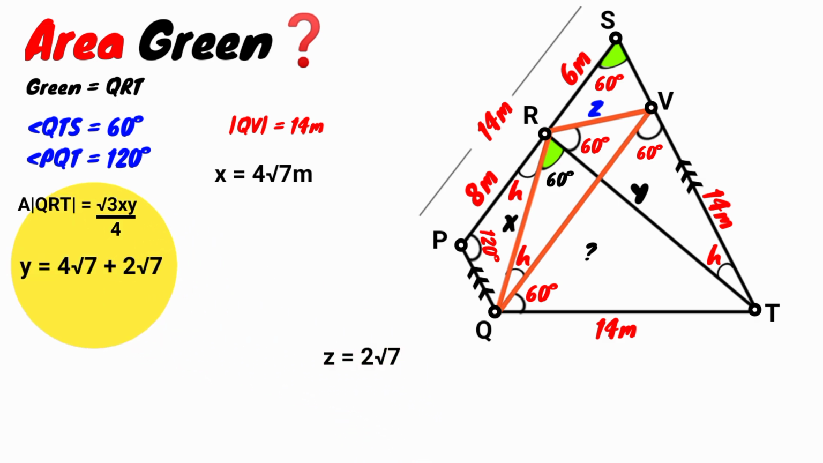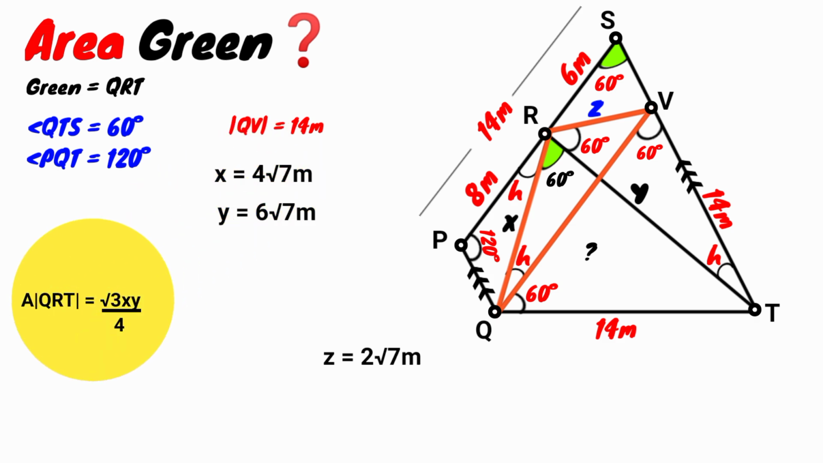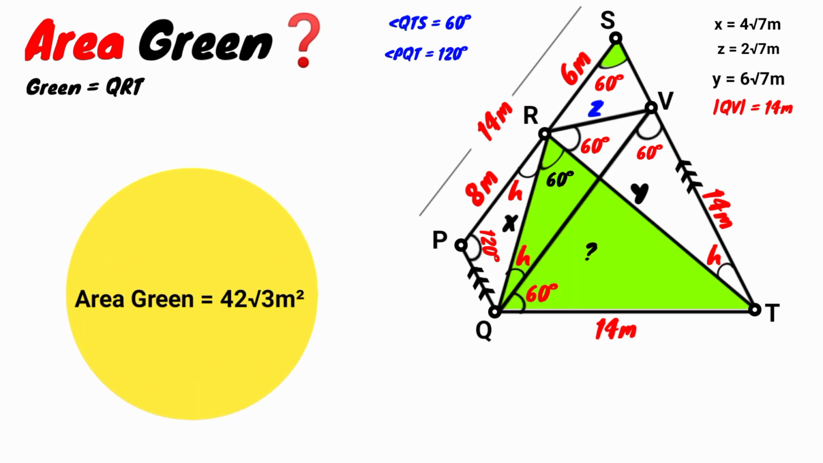4 root 7 meters plus 2 root 7 meters is 6 root 7 meters. Now we have x equal to 4 root 7 meters and y equal to 6 root 7 meters. Substitute it here. Root 3 times 4 root 7 times 6 root 7 over 4 is 42 root 3. So green area equal to 42 root 3 meters squared.